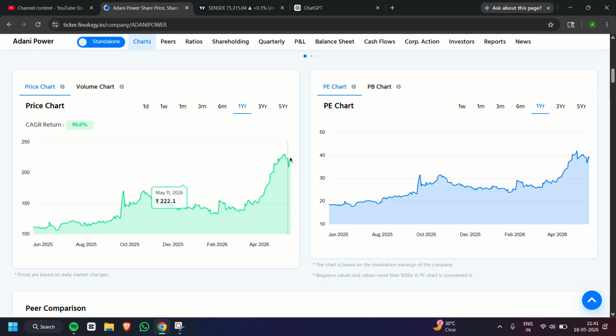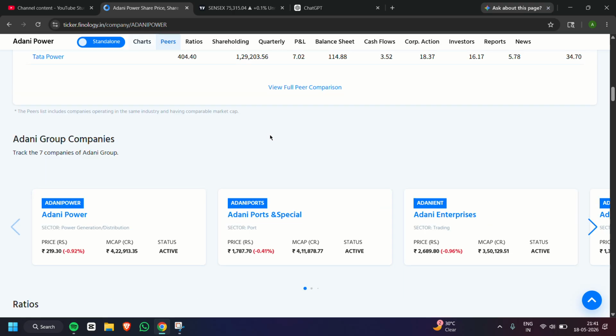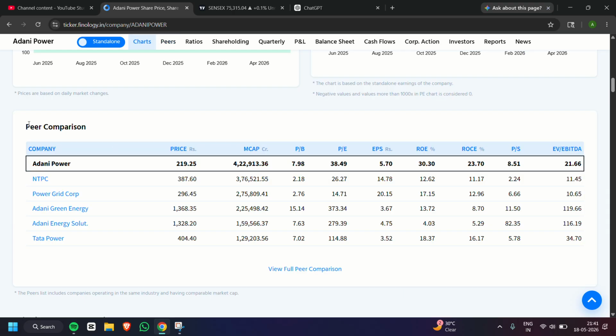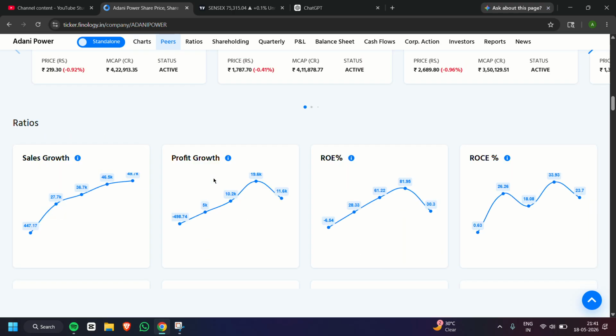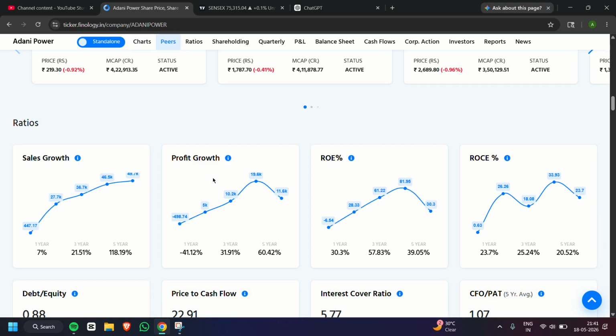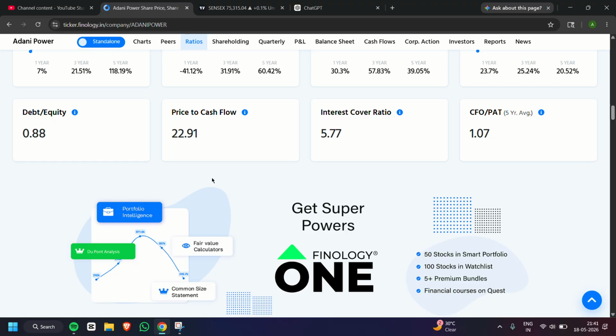Okay, so we have covered all of these things. This peer comparison is literally very interesting. If you see, the Adani Power peer is NTPC, you will see every detail about the price, market cap, PBP, everything here, irrespective of whatever sector you are eager to explore or something else.